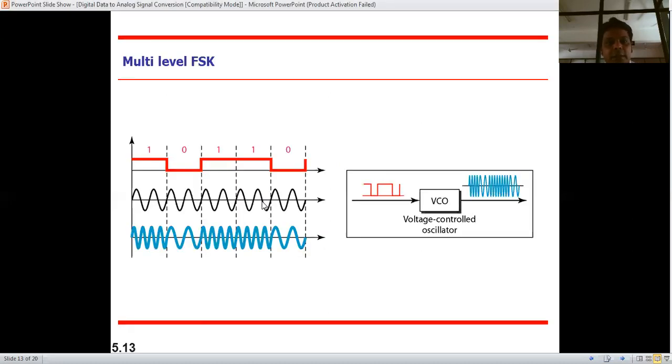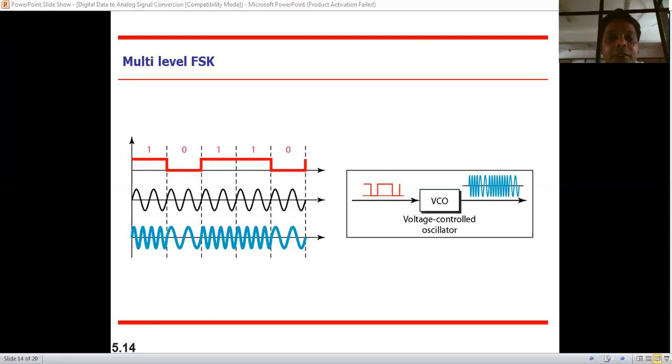Then comes multi-level frequency shift keying. This is a new concept again. Multi-level frequency shift keying is similar to amplitude shift keying, only the difference is that it can use multiple bits per signal element. What it means is that multi-level frequency shift keying is the same as the simple technique, but it now uses multiple bits per signal element.